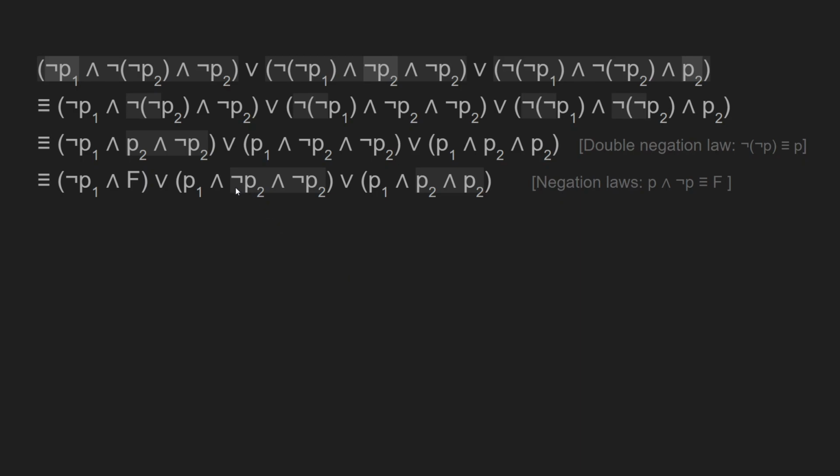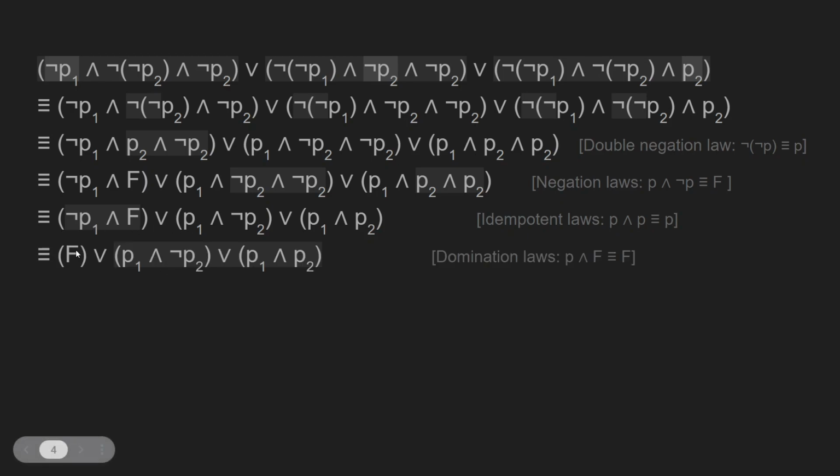Now we will work with this highlighted portion and this portion. Let's see what happened. This portion becomes not P2 and this portion becomes P2. Why? The idempotent law says P and P is equivalent to P. Now we will work with this portion. What does it say? This becomes false. Why? The domination law says P and false is equivalent to false.